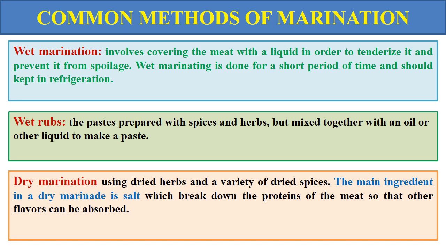The second method is wet rubbing. This is done by making a paste using different herbs and spices and other ingredients. With oil or another liquid, a paste is prepared and that paste is applied over the meat. And the third method is dry marination. Here dried powders are used, dried herbs and spices and many other ingredients along with salt. That dry powder is applied over the surface. In this case, salt also plays an important role in breaking the proteins and giving better flavor.